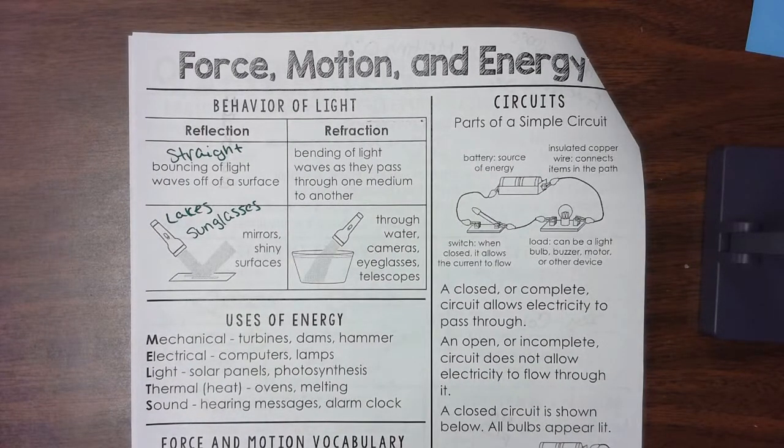Refraction is when light actually bends as it goes from one place to another, like windows, right? Or water. So when light hits water, cameras, eyeglasses, or telescopes, it actually bends. When it bends, it also makes things look bigger or smaller, depending on what it's hitting. That's why if you take a picture with your camera, you can zoom in and zoom out, right? If you wear eyeglasses, it's because you can't see, so it makes things either bigger or smaller, whatever you need.